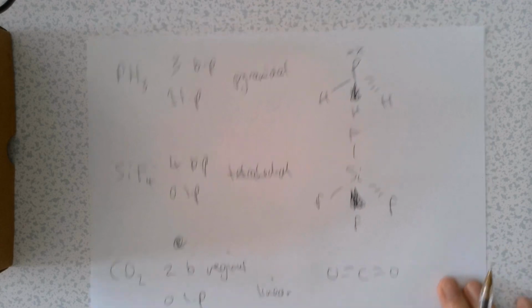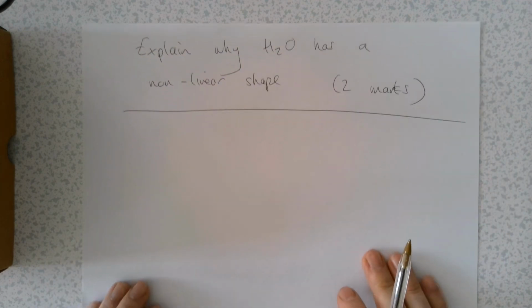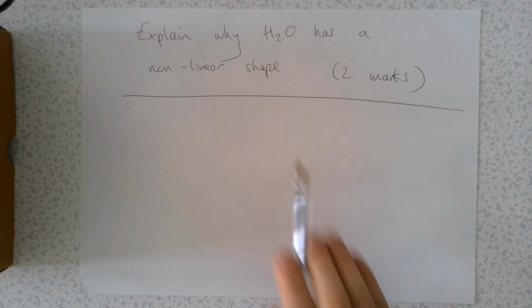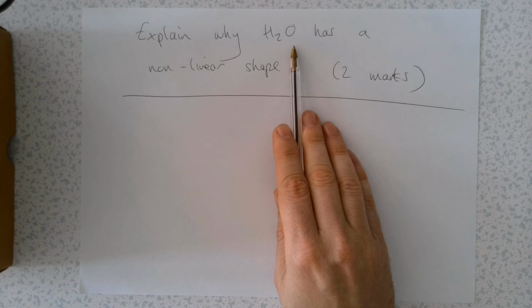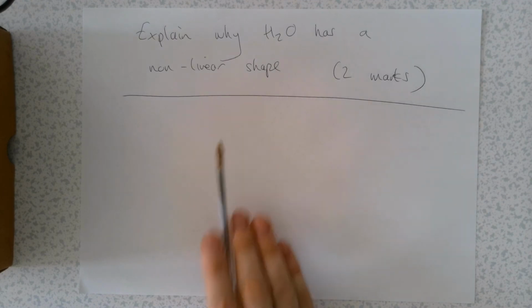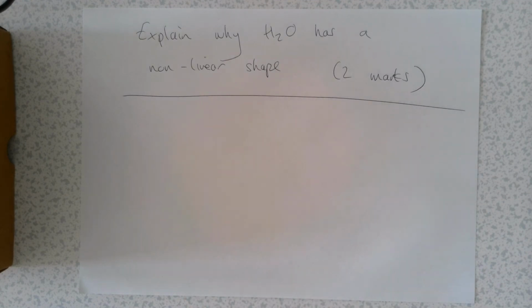Okay, so let's wrap up with a very, very common exam question. So part A would be what shape does water have and what's the bond angle? And then part B is explain why water has that shape. So again, pause the video, have a go at it yourself. Once you've had a go, press play and I'll go through the answer.